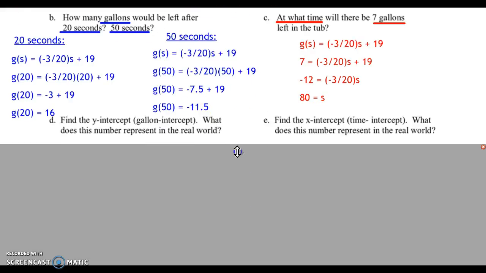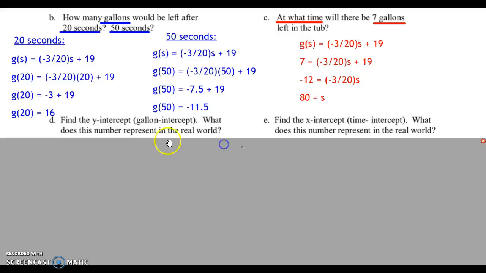Next, I'm going to ask you 2 more questions. It asks for finding the y-intercept and the x-intercept. What do these numbers represent in the real world? You should have a good amount of information about this problem. Pause the video and then we'll take a look at it in a few moments.